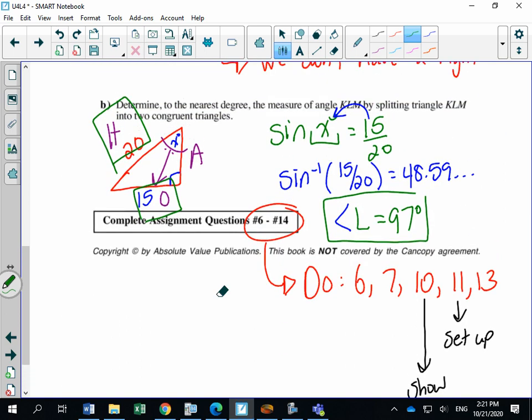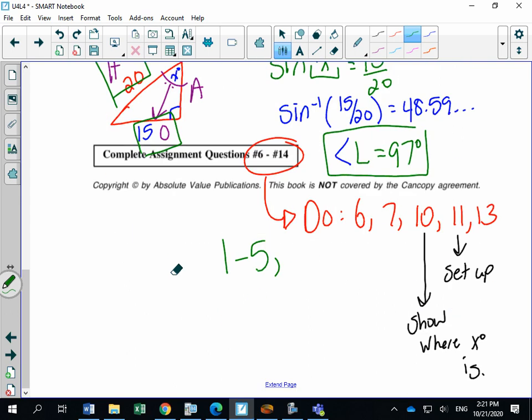Okay, we're going to circle the homework from the previous part. If I would have paused this, it would have been numbers 1 to 5. So if you guys could circle 1 to 5. Open up your books, 1 to 5, 6, 7, 10, 11, and 13. And star number 12.